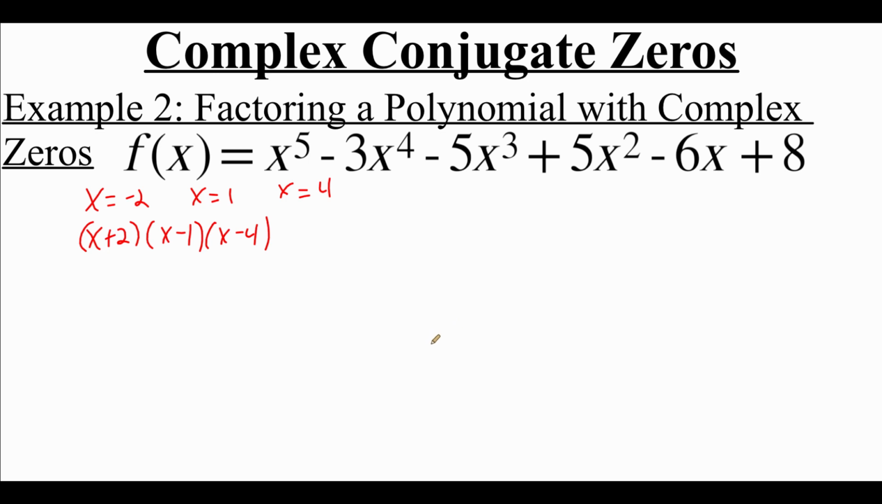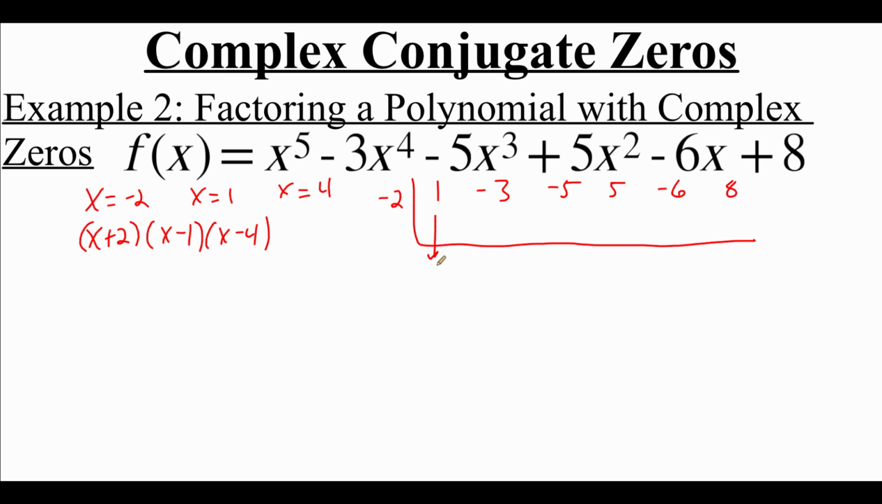But we don't know what the other factors of our polynomial are going to look like yet. So what I'm going to do is run through and do some synthetic division with these zeros that we've got to try to figure out what would be left in our polynomial as we're breaking it down into these different factors. So I'm going to start doing synthetic division, and I'm going to start with the negative 2.